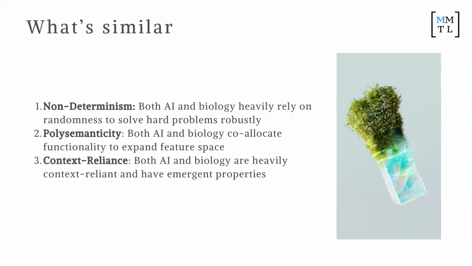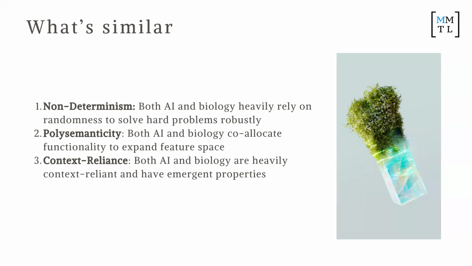Both AI and biology co-allocate functionality to expand the feature space. So what that means is that they rely on a single neuron. In AI, for example, one neuron could be for Pringles can, and that same neuron might also encode Obama. Right? So it's just like a completely different thing. And so that happens all the time in biology as well.